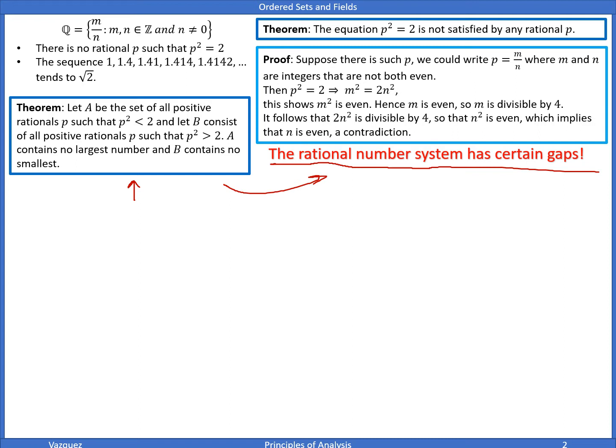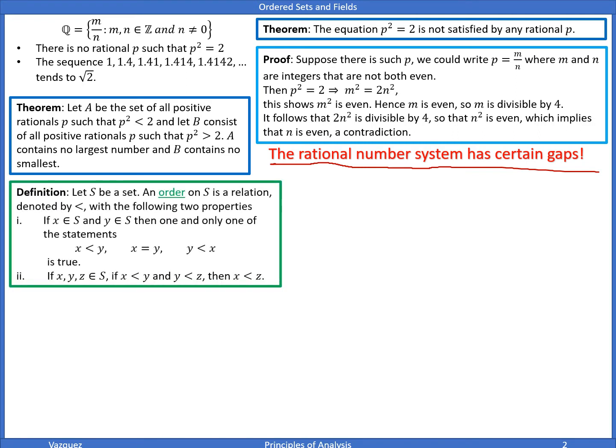The point is that the rational system has certain gaps, so we need to deal with something else. To get to that other system that we can use, we're going to present some definitions first. Here you see a green box. That's because it's a definition, and the definition is going to be underlined and highlighted in green.